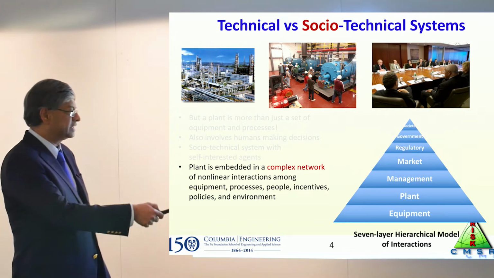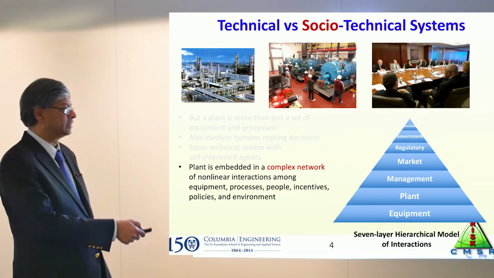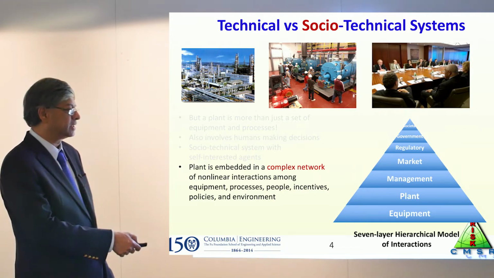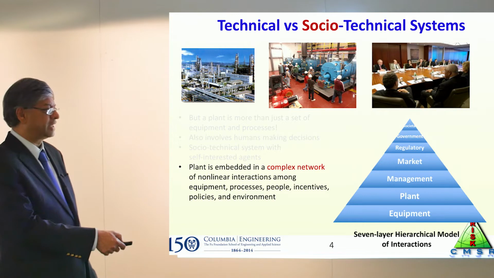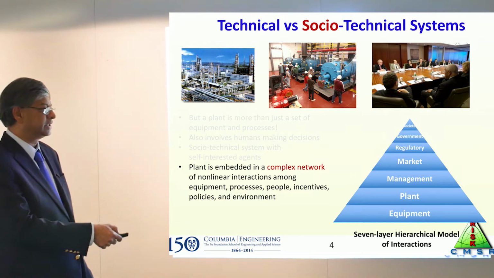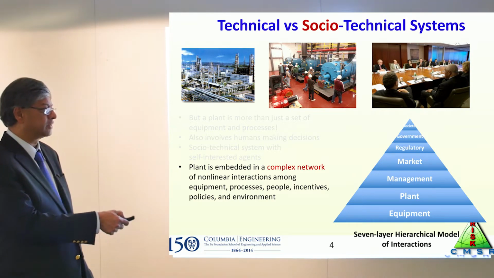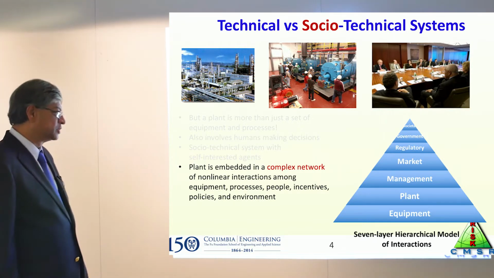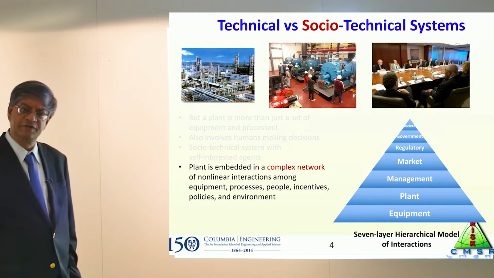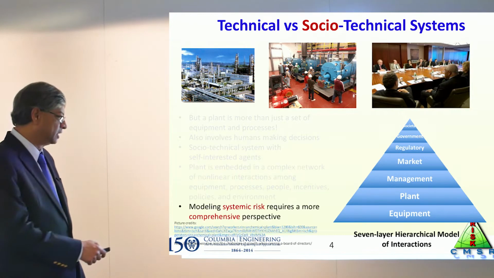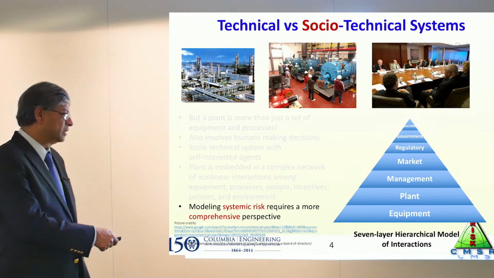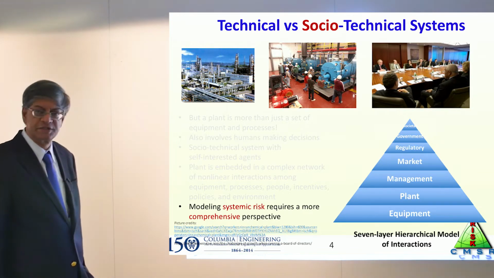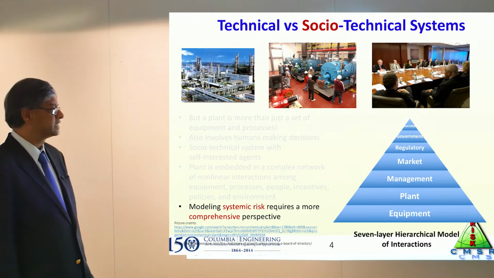And you see that in this seven-layer pyramid here, where at the bottom we have the equipment layer, which is where the pumps and valves sit. Then comes the plant layer, then the management layer, then the market, regulatory, government, and societal layers. So to address process safety and systemic risk properly, one needs to take a more comprehensive perspective along the lines shown in this pyramid. So how do we do that?